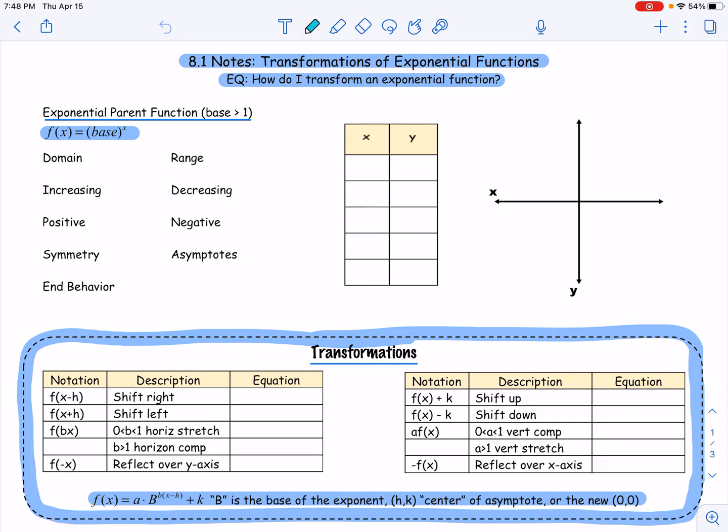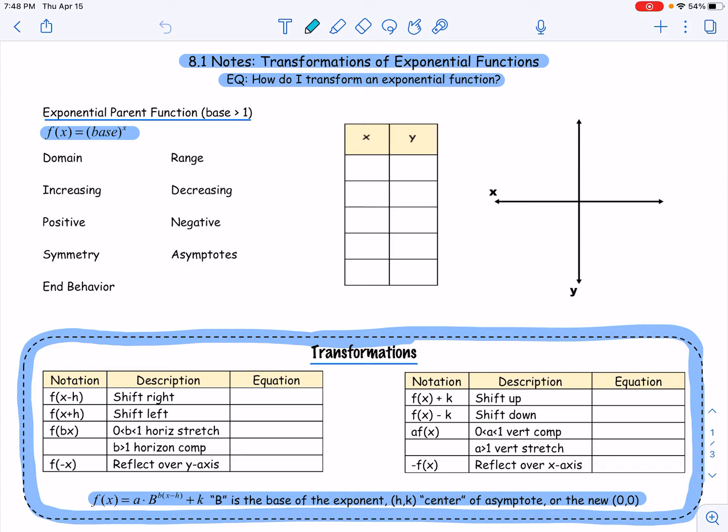So you should recognize kind of where we're starting in this unit with our transformations and what the parent function looks like and how we transform it and find all the characteristics of it. That hasn't changed one bit. So what we want to do is talk about what that parent function looks like. Well, for exponential, our x, what is changing is the exponent, hence exponential.